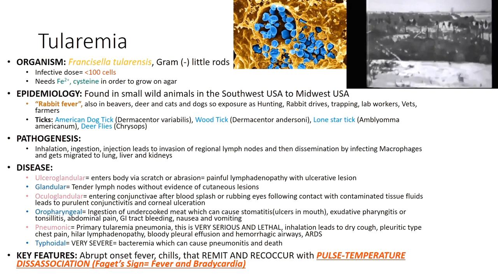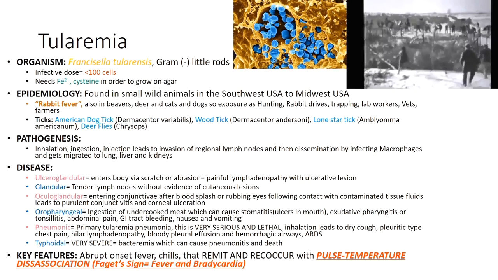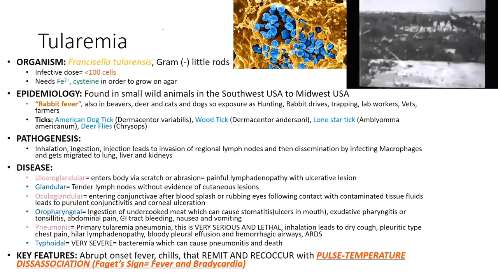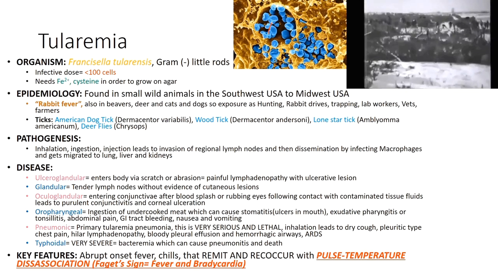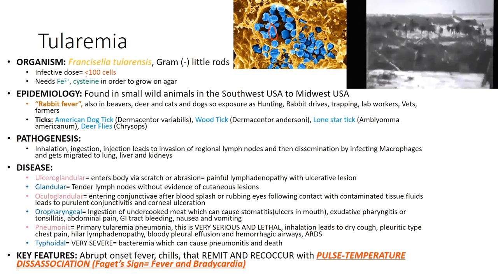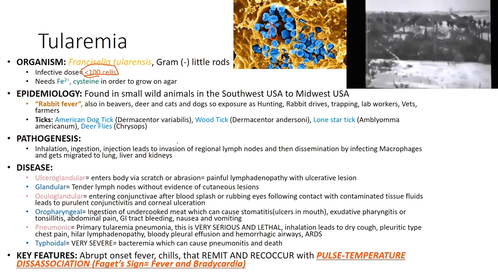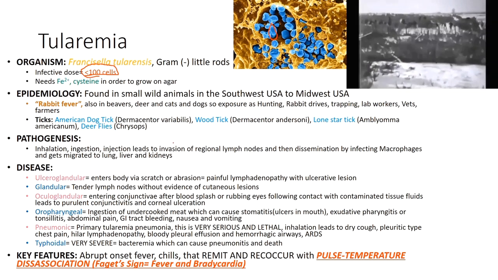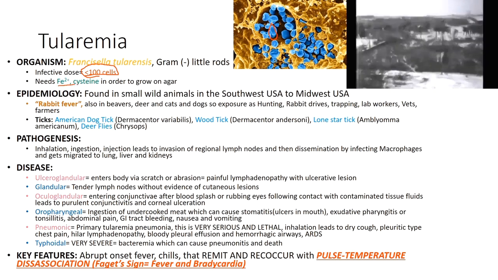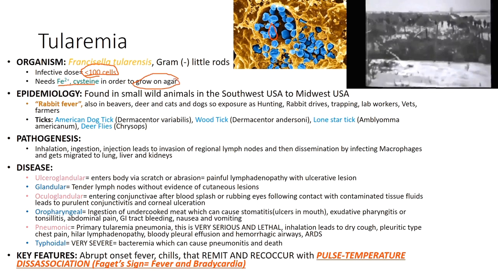So tularemia, this is caused by Francisella tularensis. This is a gram-negative small rod. You can actually see them up here. They almost don't even look like rods, but they're very small, and they're gram-negative. And the infectious dose for this is less than 100. The department likes asking about whenever there is some high yield point about infectious dose. Remember, this is less than 100. It needs iron and cysteine in order to grow on agar. It's very particular and very needy, like a little baby.